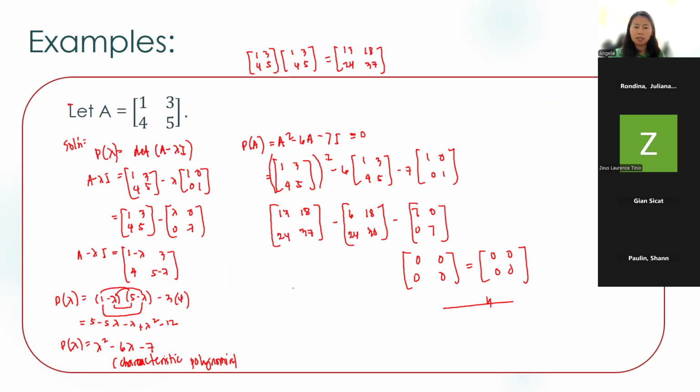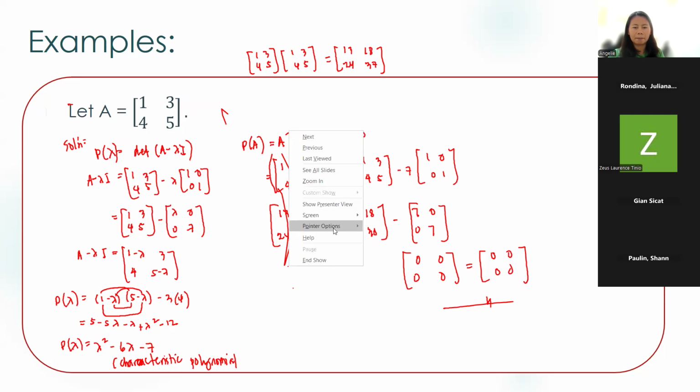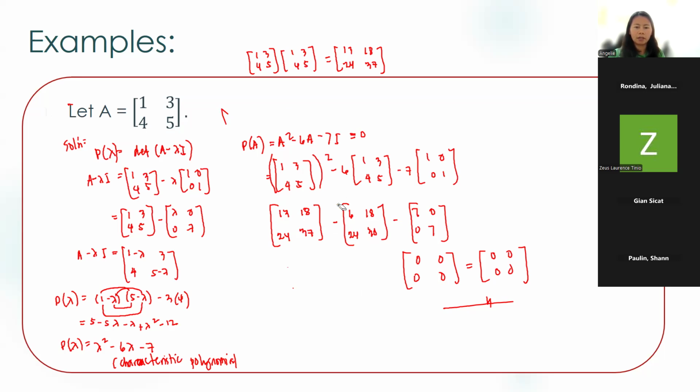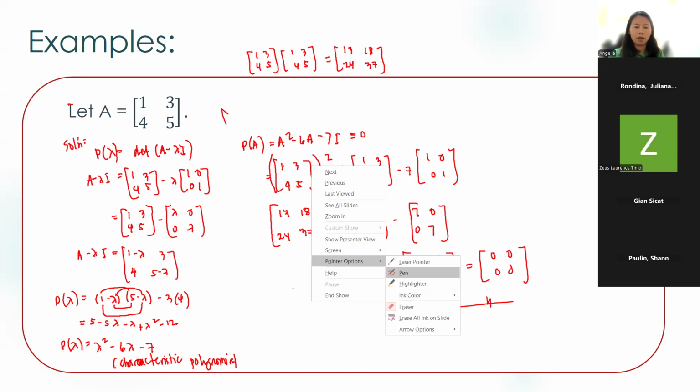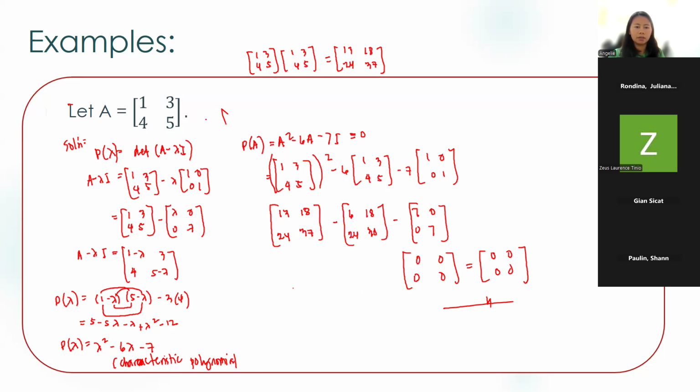So, we have A squared. Okay, A is 1, 3, 4, 5, then you square it, minus 6 times A, minus 7 times the identity matrix.